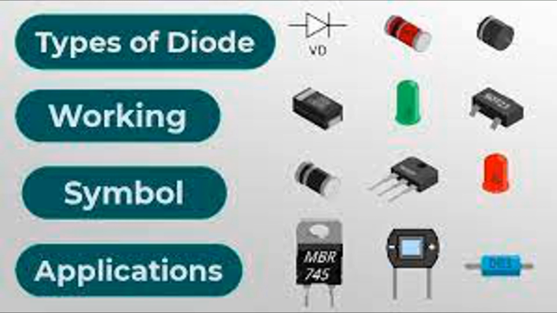Rectification is one of the fundamental and important applications of diodes in electronics. It refers to the process of converting alternating current, AC, into direct current, DC, by allowing current to flow in only one direction while blocking it in the reverse direction. This is typically achieved using a diode or a combination of diodes in a rectifier circuit.